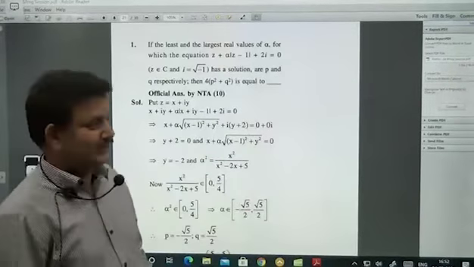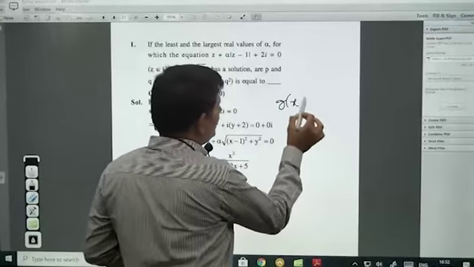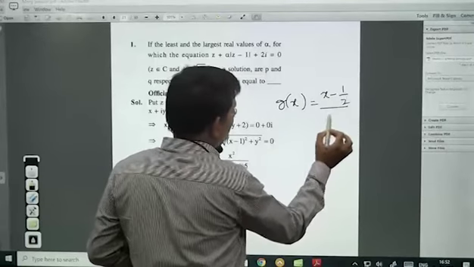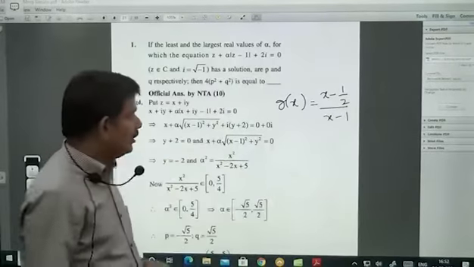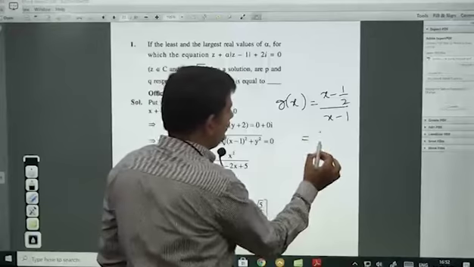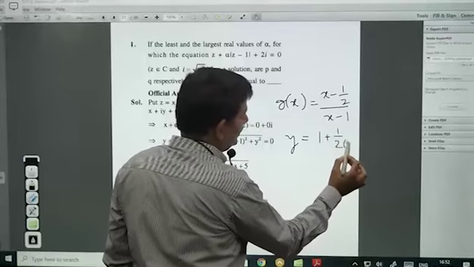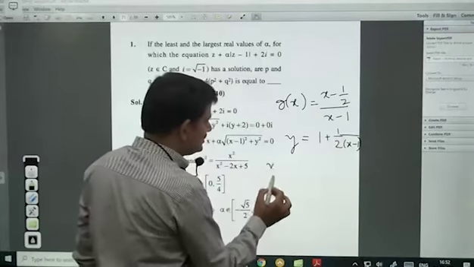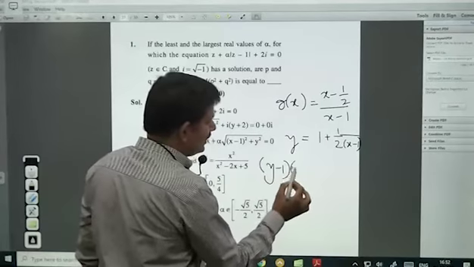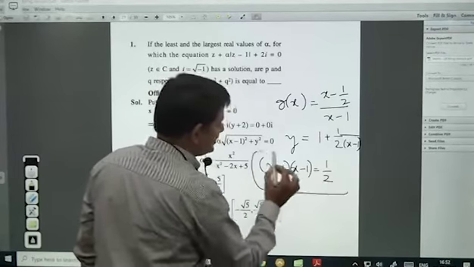f of g of x. See, that question, g of x, if I remember it right, it was something like this, x minus half by x minus 1. Okay, you can write it as x minus 1 plus half by x minus 1. So, this will be y is equal to 1 plus half by x minus 1. So what is this equation? Y minus 1 into x minus 1 is equal to half. Is it not looking like xy is equal to c square? It is a rectangular hyperbola. But instead of xy, you have x minus 1 and y minus 1.